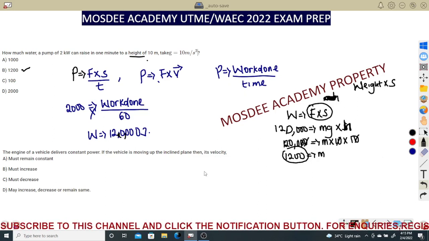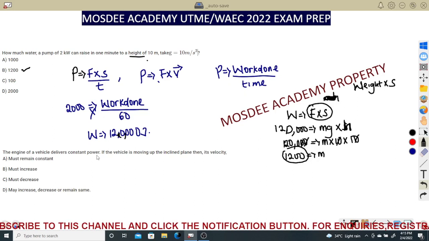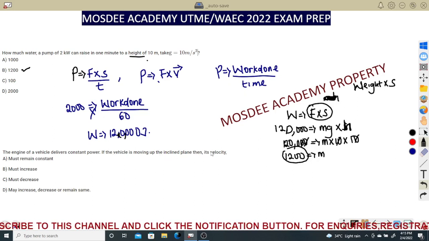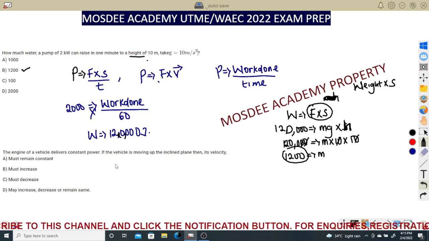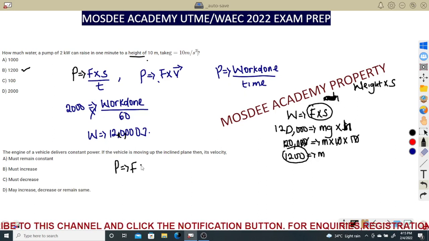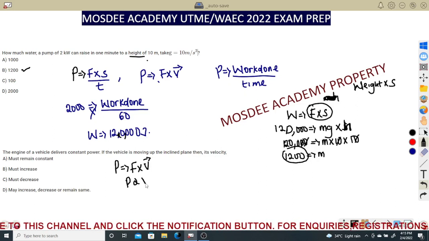Then the next one is going to be the engine of a vehicle. The engine of a vehicle delivers constant power. I love that. If the vehicle is moving up an inclined plane, then the velocity is that. Now, power is constant. We have said that power equals force times velocity. So from here, you can say power is directly proportional to velocity.